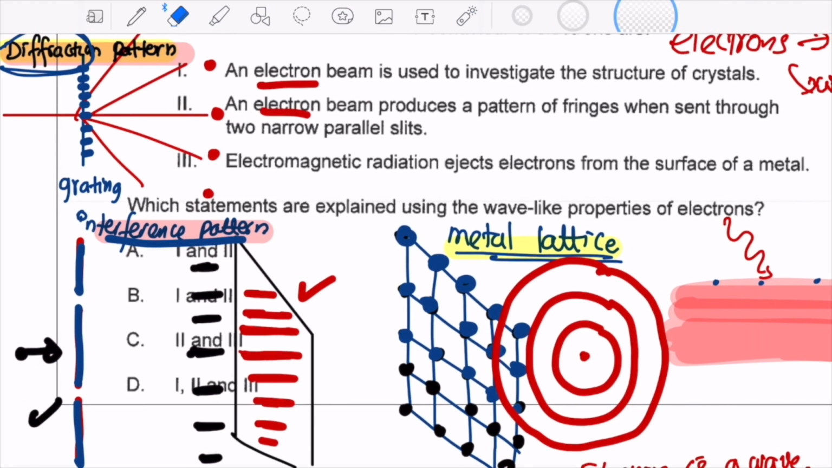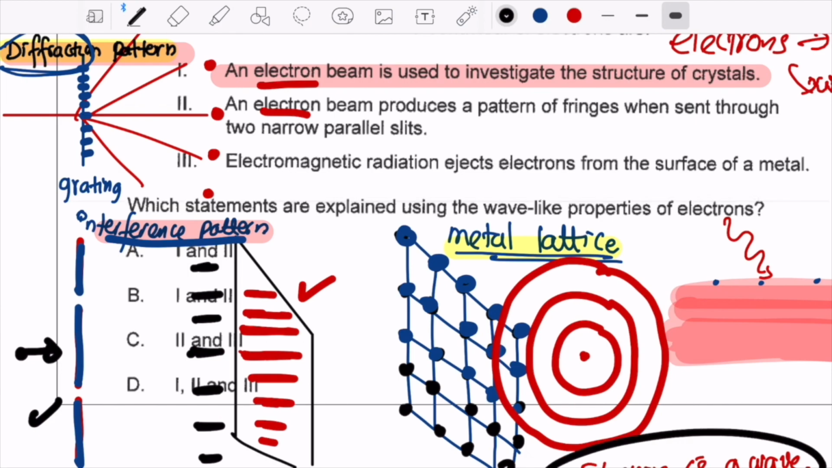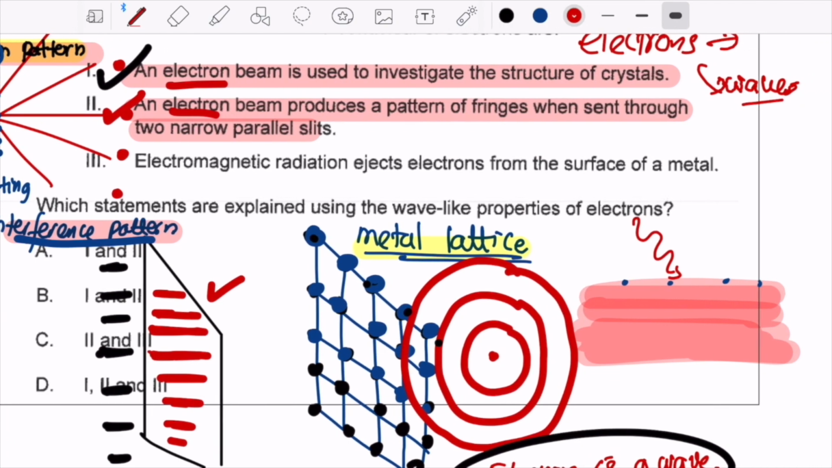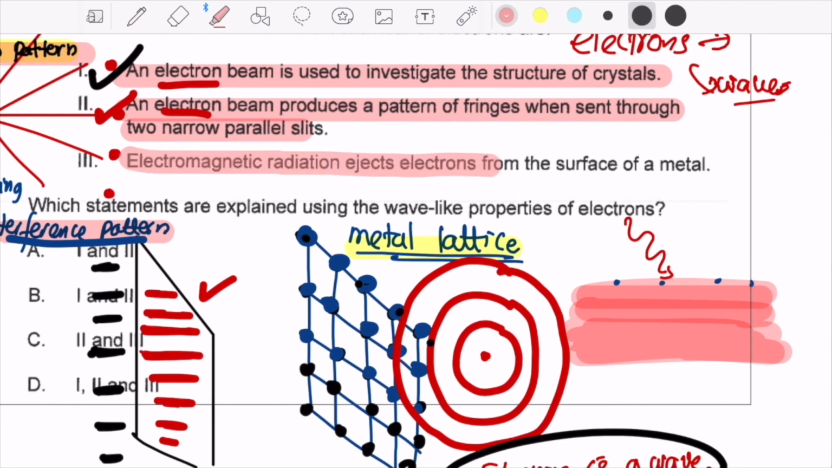Now let's read this one. An electron beam is used to investigate the structure of crystals. Of course, this electron diffraction pattern can give a lot of information about the lattice structure. So that is right. We use electrons' wave behavior to investigate lattice structures. Second, an electron beam produces a pattern of fringes when sent through two narrow parallel slits. Of course, we just discussed electrons can also do that job of interference pattern. Third, electromagnetic radiation ejects electrons from the surface of a metal. Of course, that is called photoelectric emission.